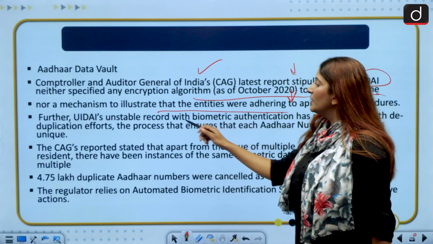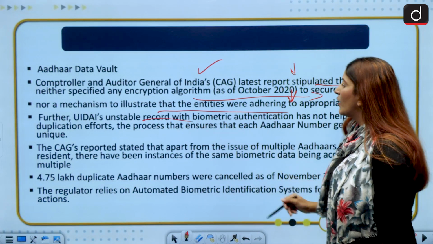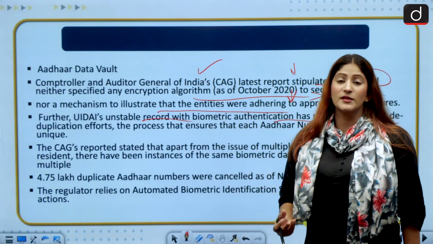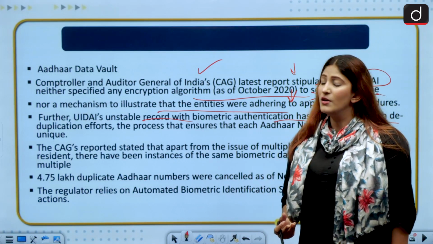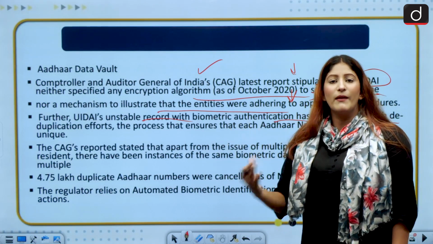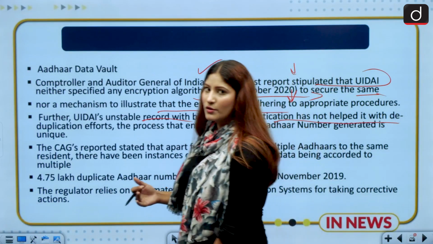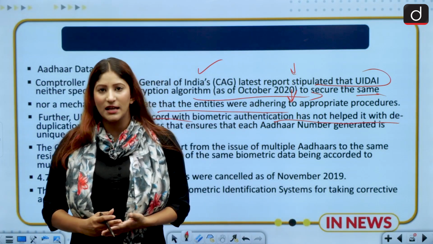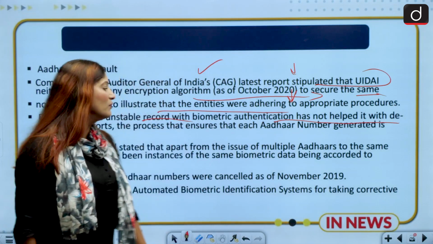Then further, UIDAI's unstable record with biometric authentication has not helped it with deduplication efforts, because many duplicate IDs were also provided. So deduplication was also not happening. This gives a lot of scope for hackers as well as just honest mistakes to happen.